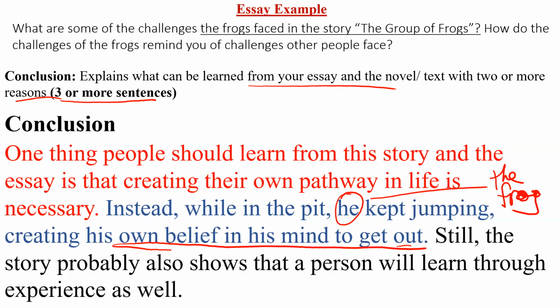And of course, my reasoning for saying that is that this frog is probably going to follow this group of frogs and realize that they're not really friends, right? So that's pretty much what I'm thinking about, which I mentioned in my essay. So let's go through the body paragraphs now.